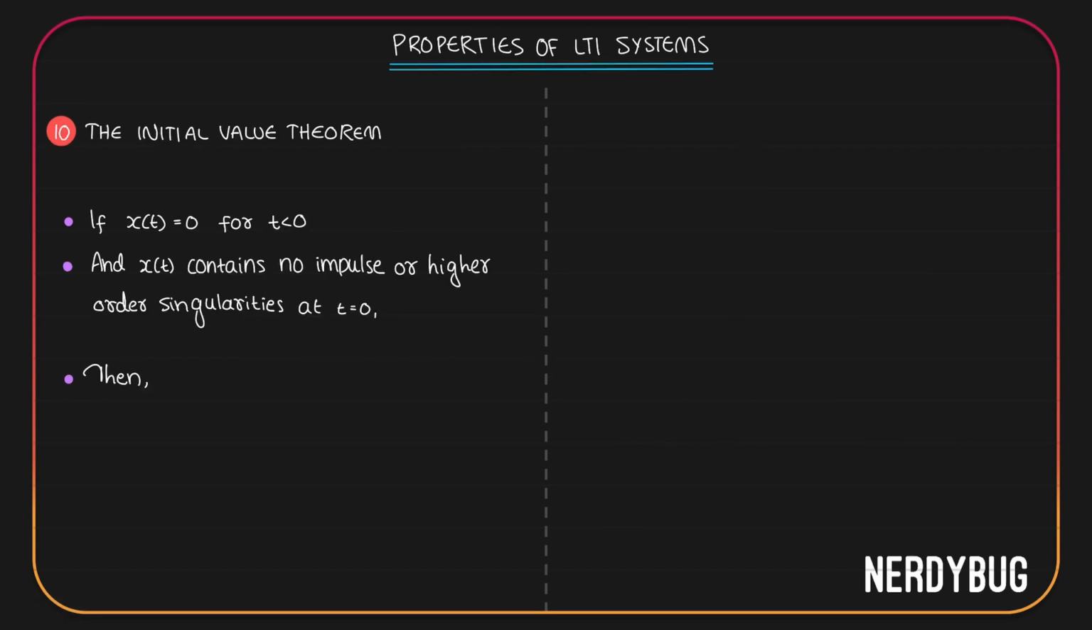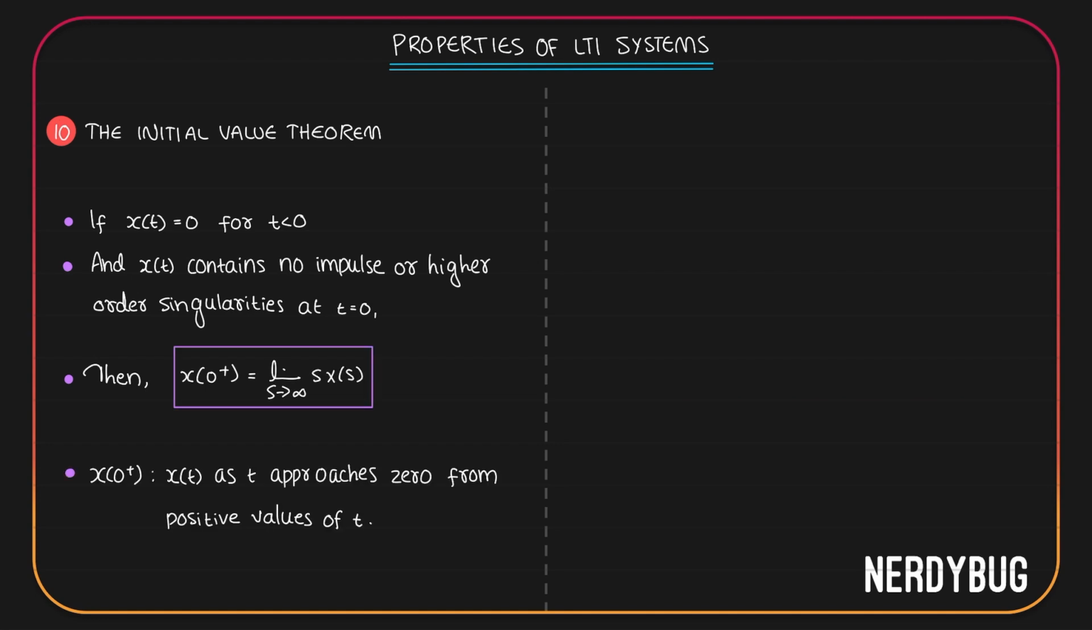The next property we have to learn is the initial value theorem. According to this, if x of t is equal to 0 for t less than 0 and x of t contains no impulse or higher order singularities at t equal to 0, then x of 0 plus will be equal to limit s tends to infinity s x of s. Here x of 0 plus is the value of x of t as t approaches 0 from positive values of t. For example, let us take a unit step function.